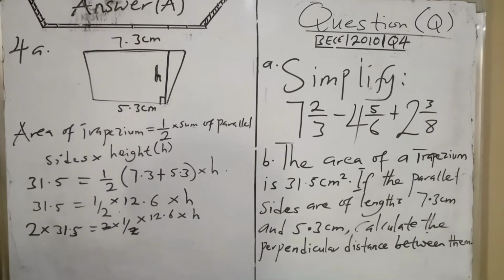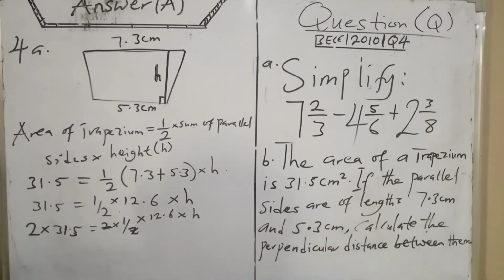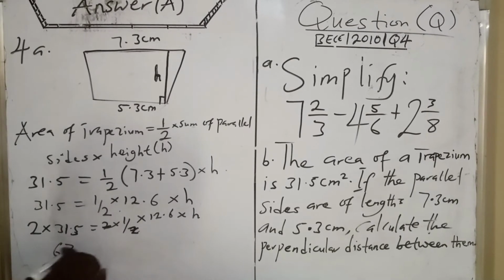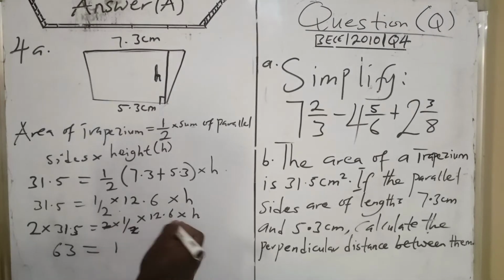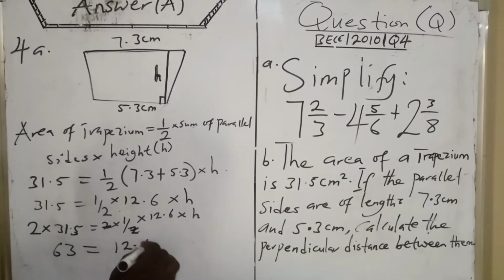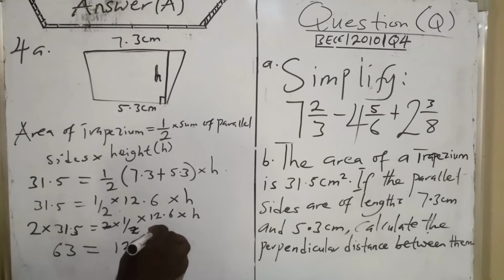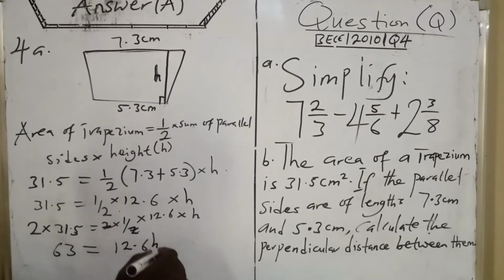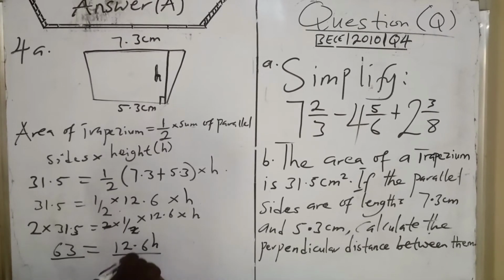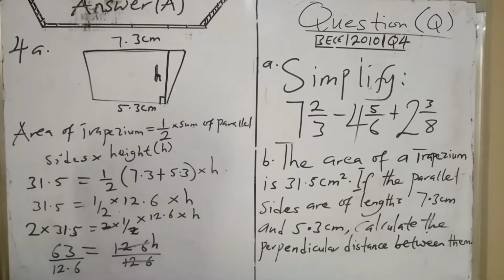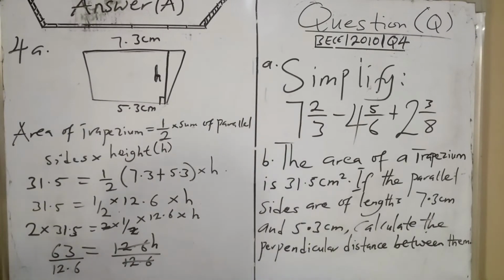Multiplying 2 by 31.5, you get 63. 63 equals 12. This one is left with 1. 1 times 12.6 will still give us 12.6. Multiplying 12.6 by h, you get 12.6h. We will divide both sides by 12.6. Divide here by 12.6, so that 12.6 will do away with 12.6. We will now divide 63 by 12.6.